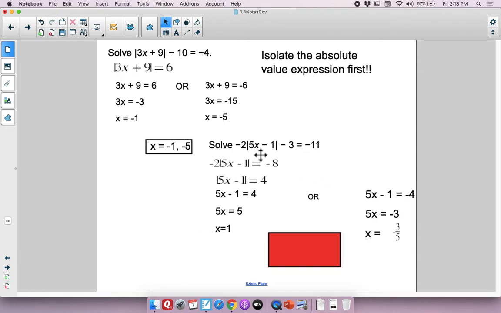Well, fortunately, when I plug negative 3/5 in, the 5's cancel. So I have negative 3 minus 1, which is negative 4. What's the absolute value of that? 4. 4 times negative 2 is negative 8. Combined with the negative 3, gets you the negative 11. So they both work. Check, check. Awesome. If you want to put negative 0.6, knock yourself out. It's an extra step. You don't need to, but whatever.